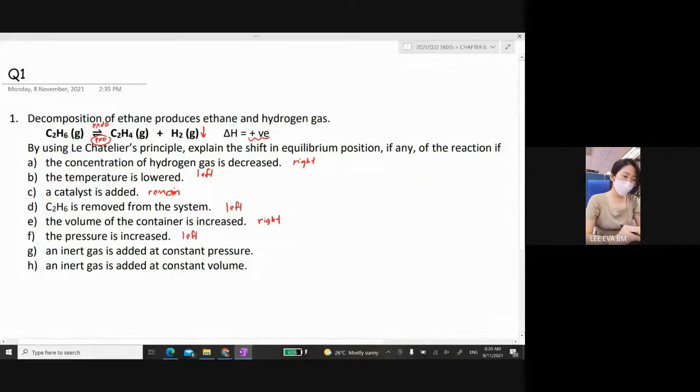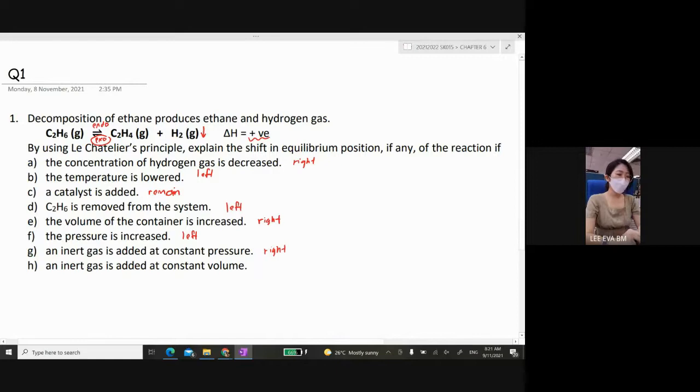How about for G? Adding inert gas at constant pressure. Right. To the right. Any reason why? Because the partial pressure decrease. Remember that constant pressure, total pressure remain constant. Then you are forcing the partial pressure to decrease as you want to add some new gas. Okay, so partial pressure decreases. In order to increase it back, you need to shift to the side with higher mole of gas molecule. Okay, therefore, for G, shifting to the right.